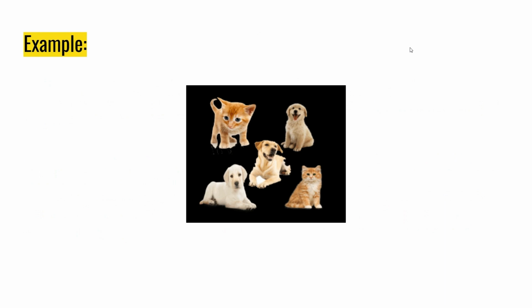We'll see an example. Suppose the unsupervised learning algorithm is given an input dataset containing images of different types of cats or dogs. The algorithm is never trained upon the given dataset, which means it does not have any idea about the features of the dataset. The task of the unsupervised learning algorithm is to identify the image features on its own. It will perform this task by clustering the image dataset into groups according to similarities between images.